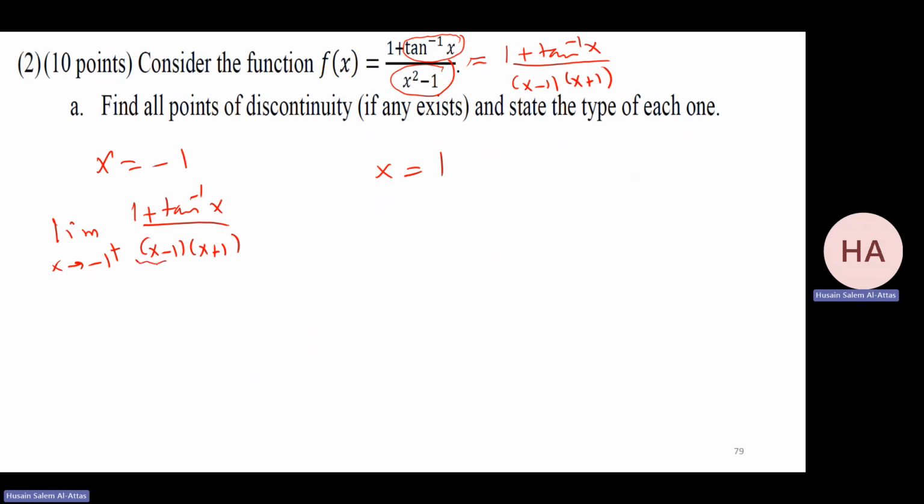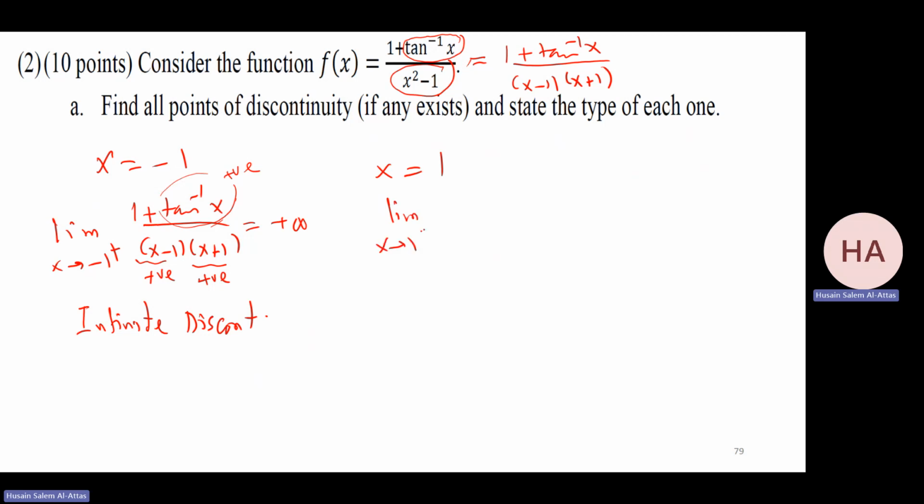As x goes to minus 1 from the right, this is positive, this is positive. What will happen here? I need tan inverse of minus 1, which is minus pi over 4. Around minus pi over 4, since the function is continuous, 1 minus pi over 4 will be what? Pi over 4 is 3.14 over 4, which is less than 1. So 1 minus this will be positive, so that will be plus infinity. So I have infinite discontinuity, or non-removable.